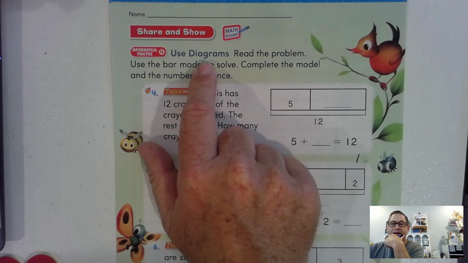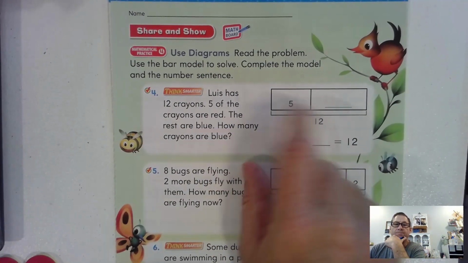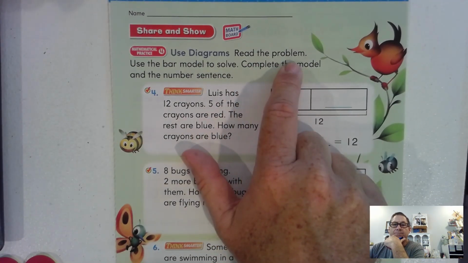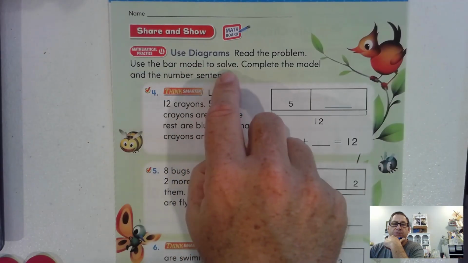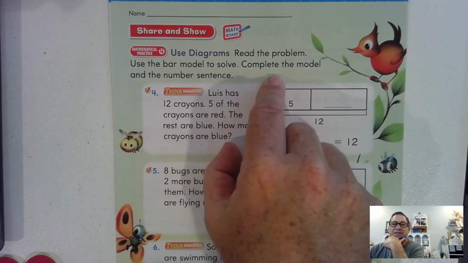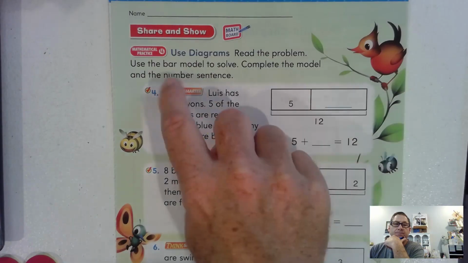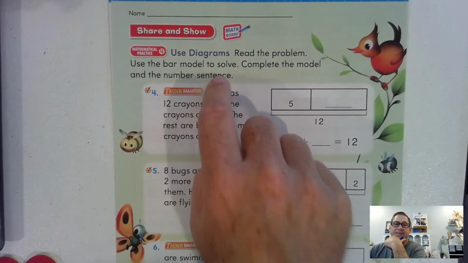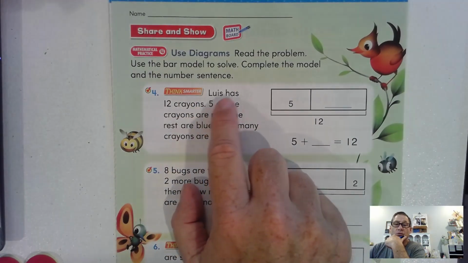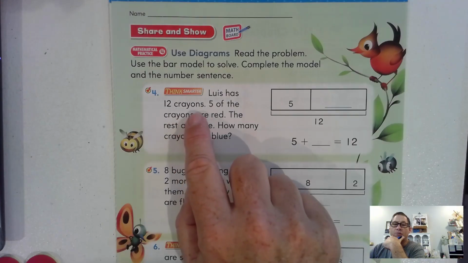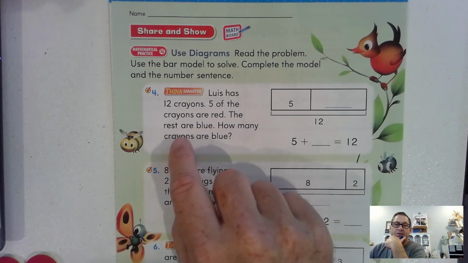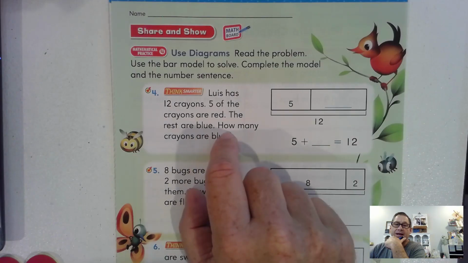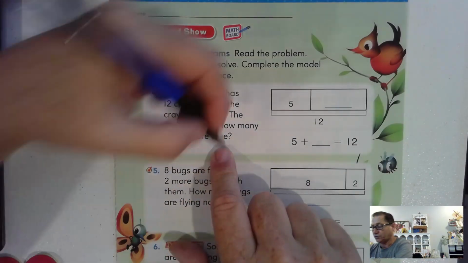Use the diagrams. In this case, it's a bar model. Read the problem. Use the bar model to solve. Complete the model and the number sentence. Okay, Louis has 12 crayons. 5 of the crayons are red. The rest are blue. How many crayons are blue?